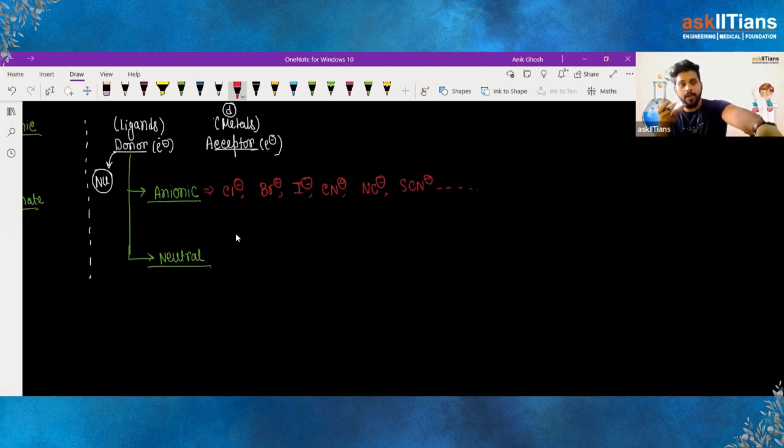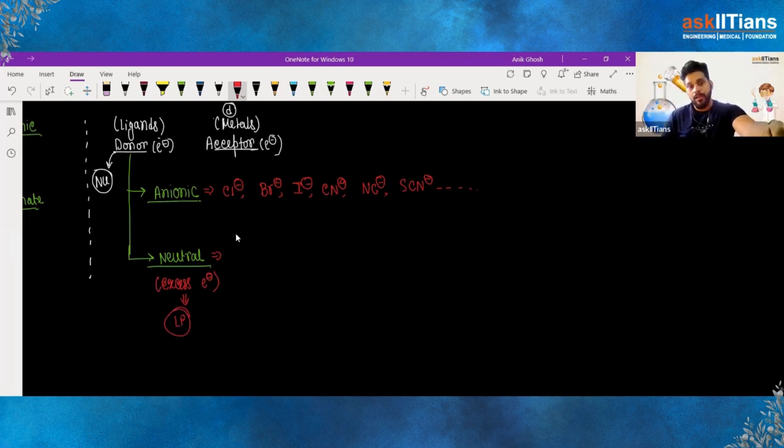Now, when we come to the next part, which is the neutral. Neutral but yet donor. How's that possible? Guys, if a neutral element has excess electrons, I shouldn't say excess lone pair, because lone pairs are always the excess electrons, correct? So you should rather say excess electrons in terms of lone pairs. Then they are also your ligands. They are also donor atoms.